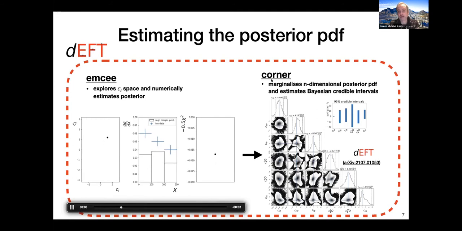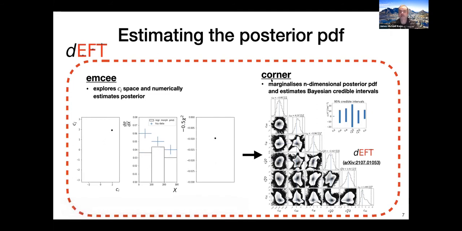And then another well-known package, corner, takes that resultant n-dimensional log likelihood, the posterior, and marginalizes it into nice visualizable one-dimensional and two-dimensional PDFs. And from there, it produces Bayesian credible intervals, which are your ultimate statement about the content of your data.